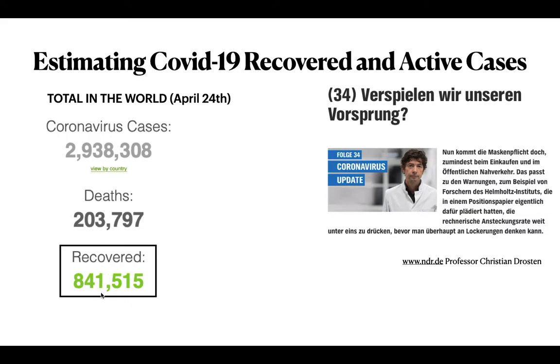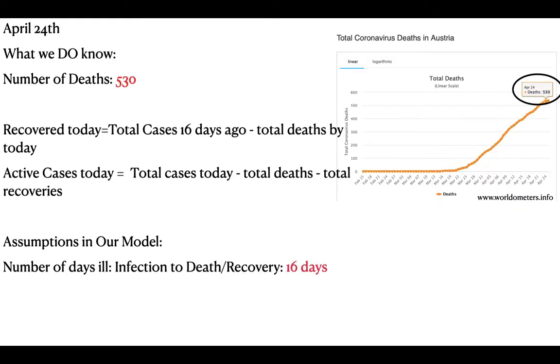But this recovered number, this is calculated, and this is what I'm going to show you what to do today and then have you calculate it as well. So the recovered and also how many active cases there are. All right, I'm going to do it for Austria. The reason that I'm choosing Austria is because it fits the model that we will be using quite well, as opposed to some of the other countries, where it doesn't. So we know that the number of deaths is 530.